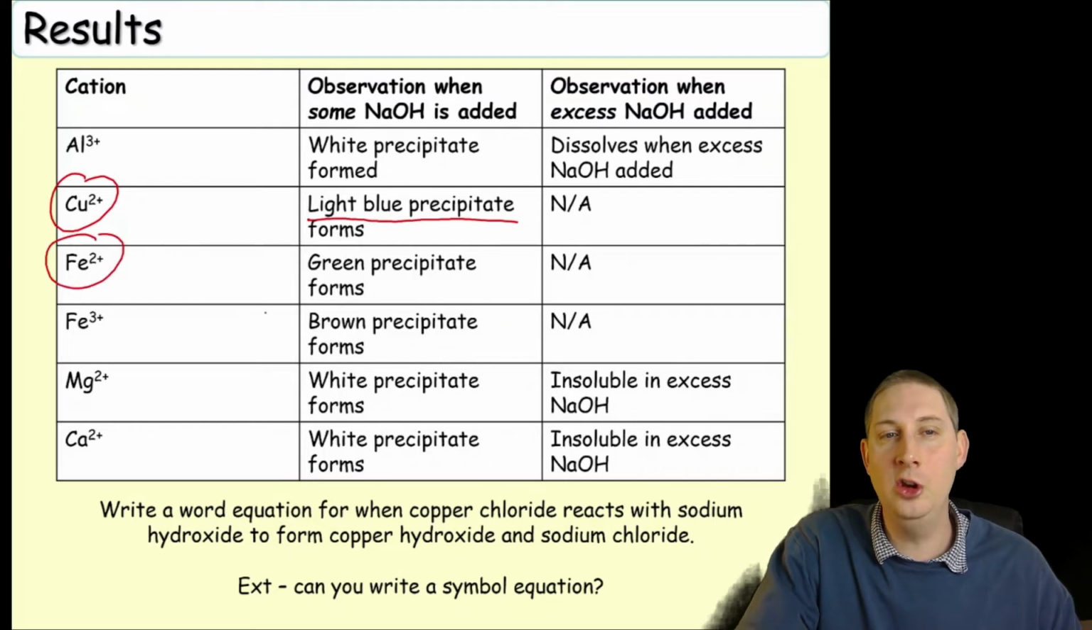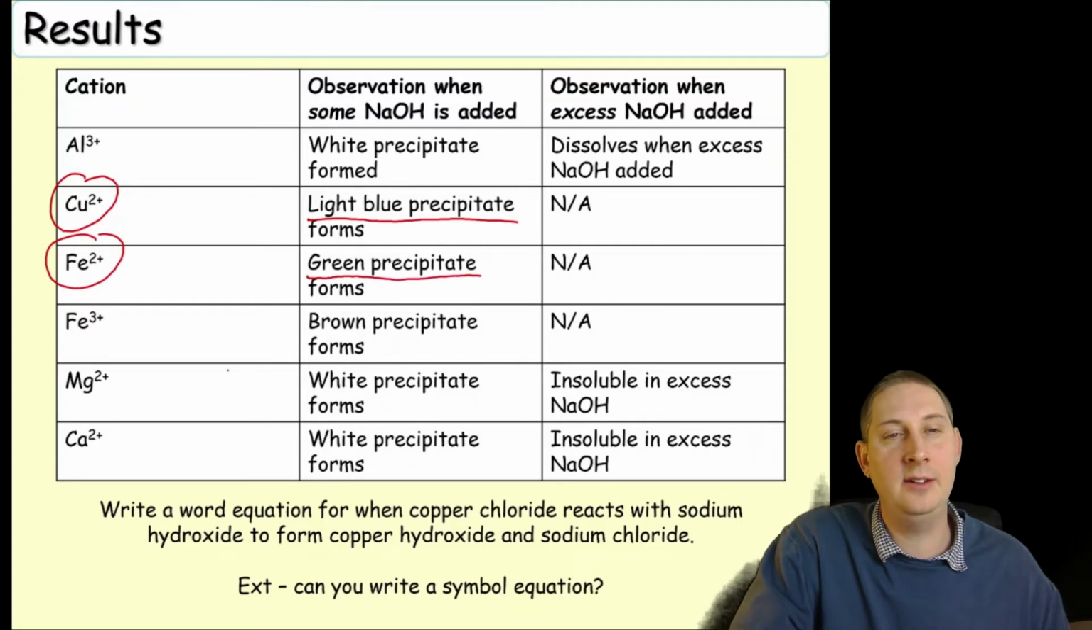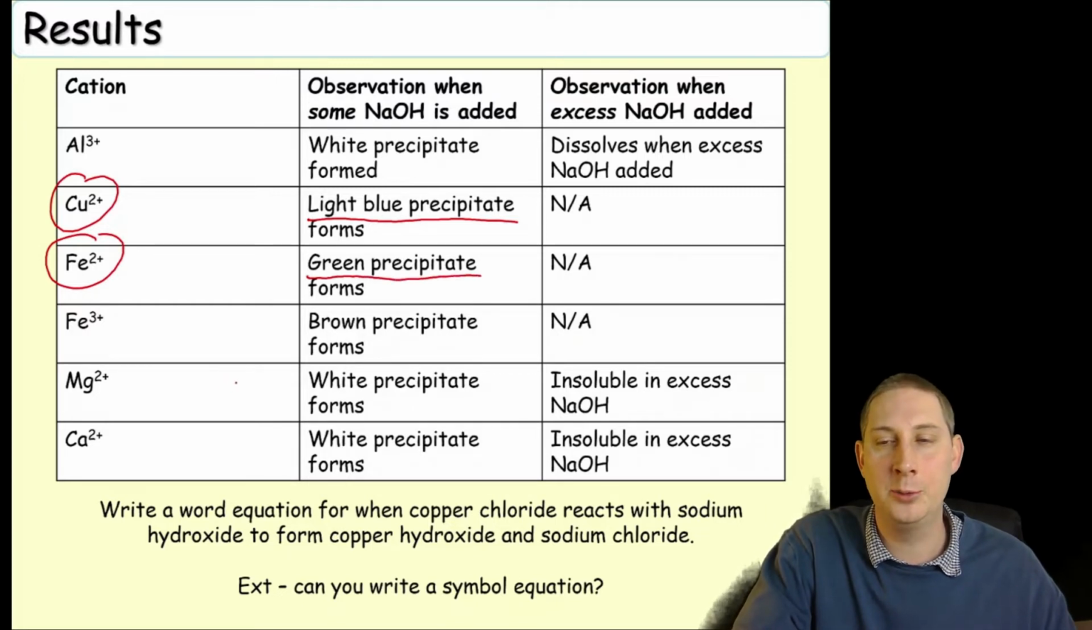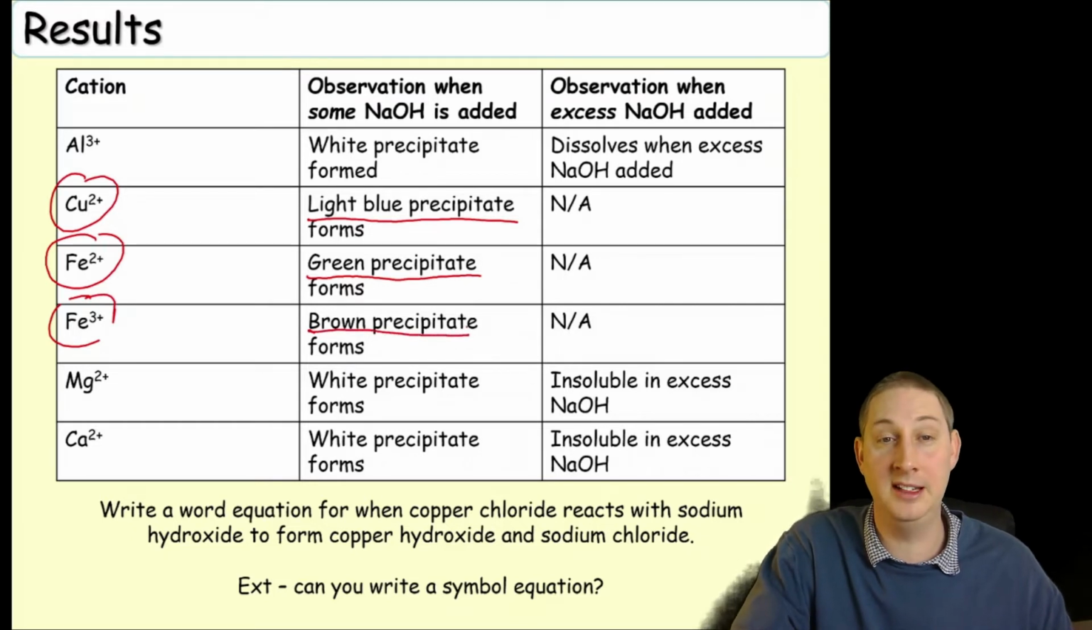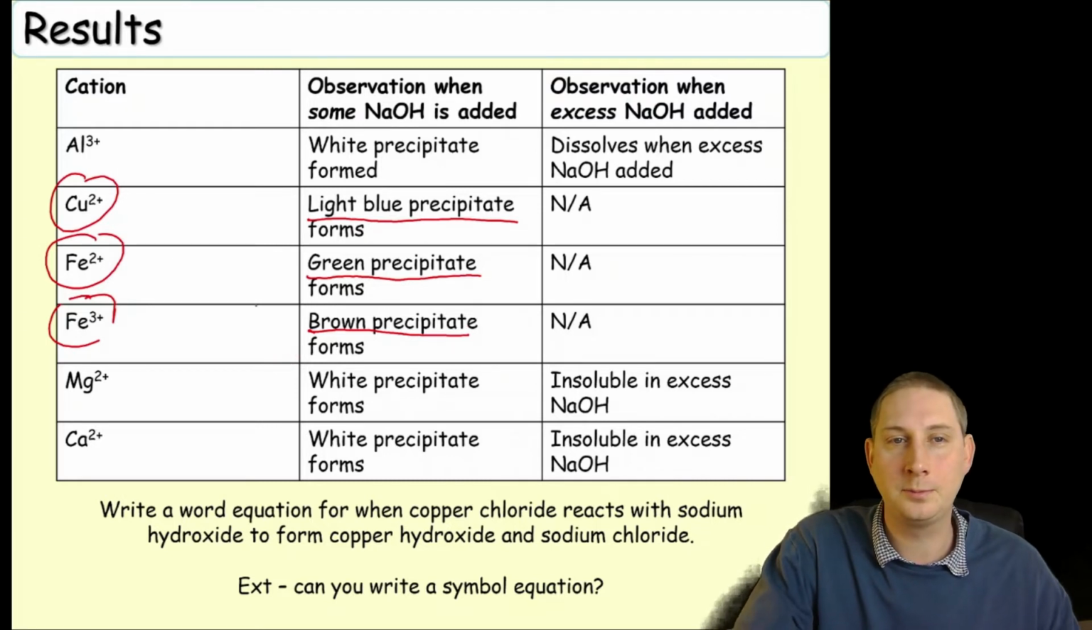An iron 2 plus ion forms a dark green, almost black precipitate. Again, very easily identifiable. We didn't need to do a further experiment. Iron 3 plus forming a brown precipitate. Looked a bit like rust. That's because it is basically rust, and we didn't need to do a further experiment.